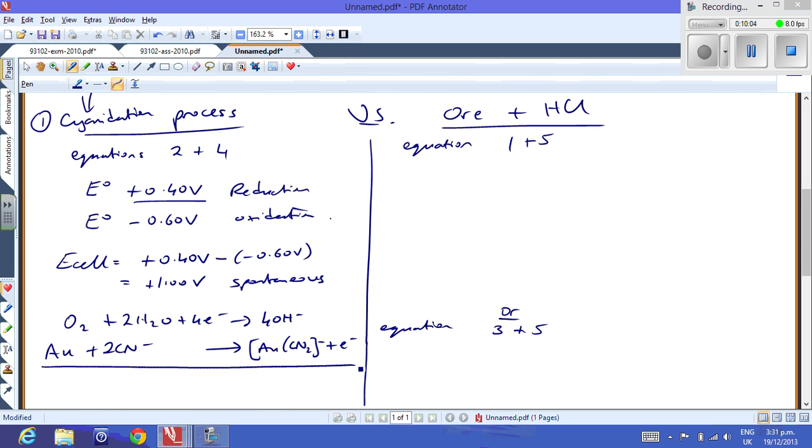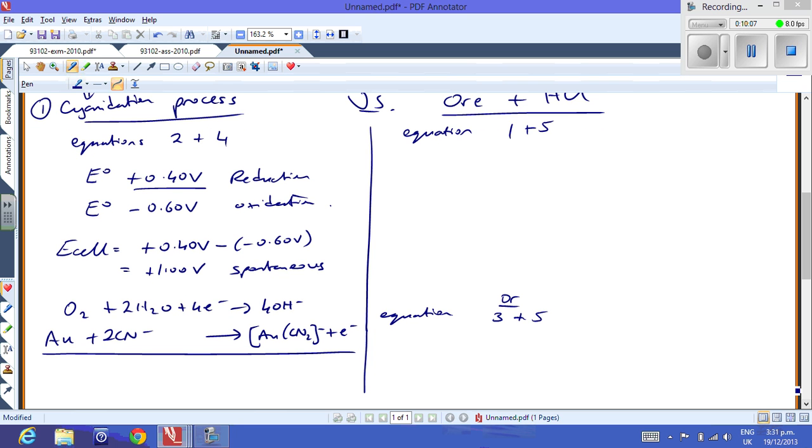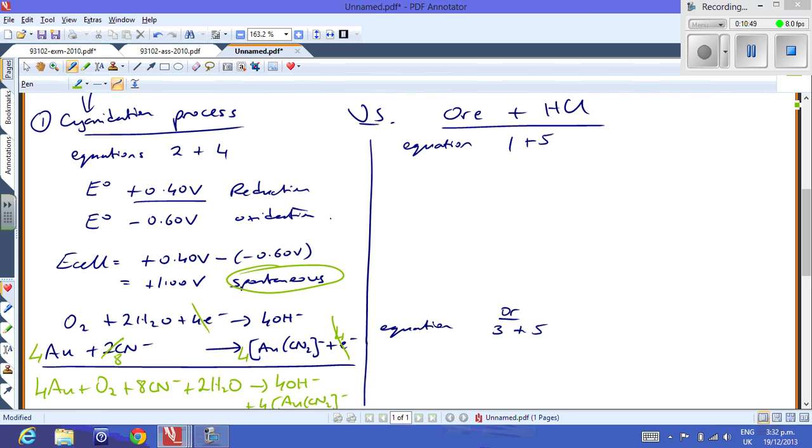If you want to write a full balanced equation for that, which was required in the exam question, we're just going to get rid of our electrons. So we multiply everything by 4 here. So it's 4Au, 4 cyanide ions, minus 4 of those and 4 electrons. You cancel your 4 electrons out, and you get 4Au plus oxygen plus 8 cyanide ions plus 2 water molecules going to 4 hydroxide ions, plus your 4 gold cyanide complex ions. And that reaction is spontaneous. It does happen. So now we need to compare that process to using the ore and dissolving it in HCl.